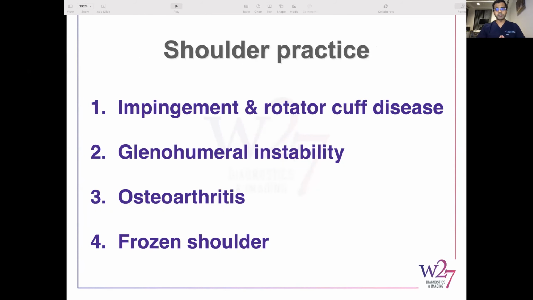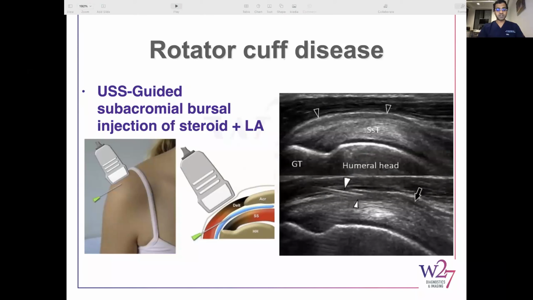Just to wrap up on shoulder practice, you could divide it into four key areas: rotator cuff pathology, glenohumeral joint instability, osteoarthritis, where patients will go on to have shoulder replacement, and then frozen shoulder. So rotator cuff disease is very simple in terms of managing it. You perform an injection under ultrasound guidance, and here you can see the area where you place the probe to guide a needle in the in-plane technique into the subacromial bursa.